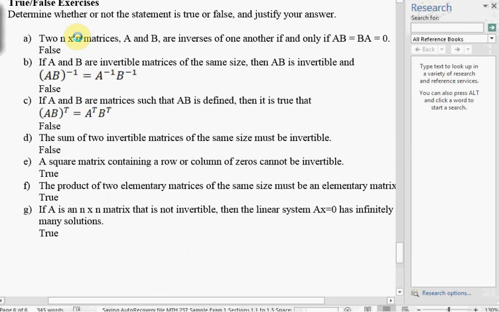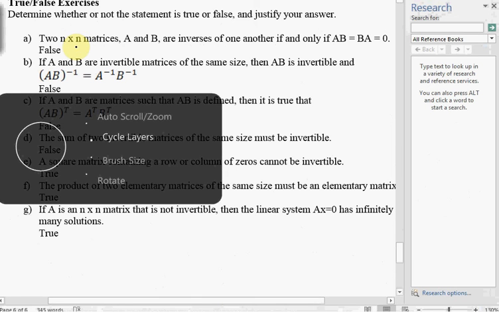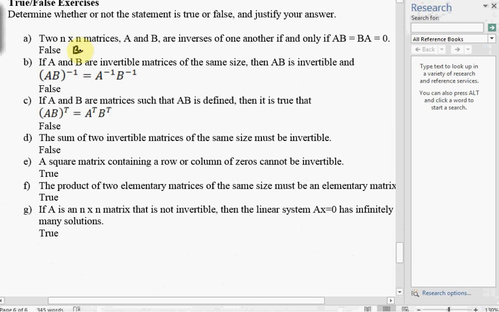Two n by n matrices, A and B, are inverses of one another if and only if A times B is equal to B times A is equal to 0. The answer is false. Why is it false? Because A times B equals B times A is equal to the identity, not the 0 matrix. You see that? That's why it's false, right?